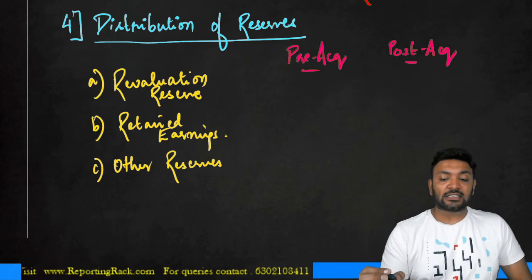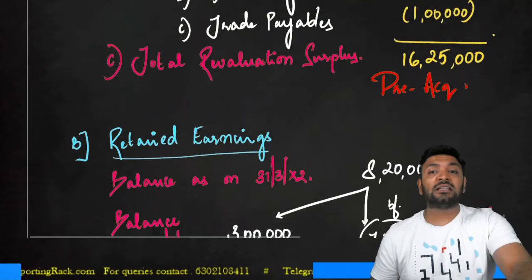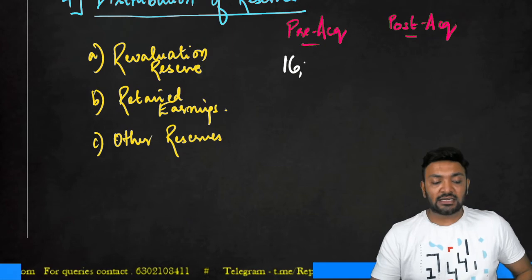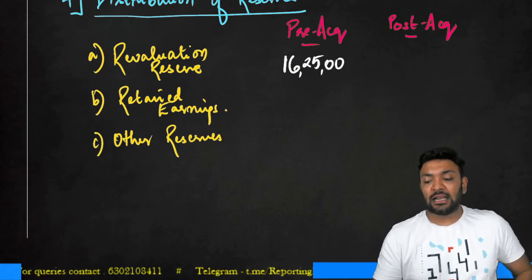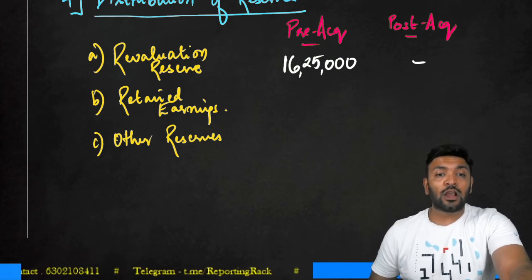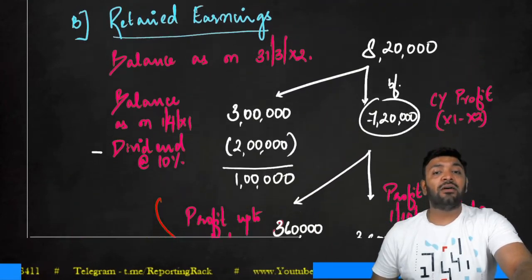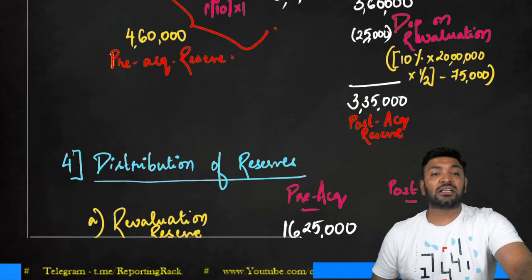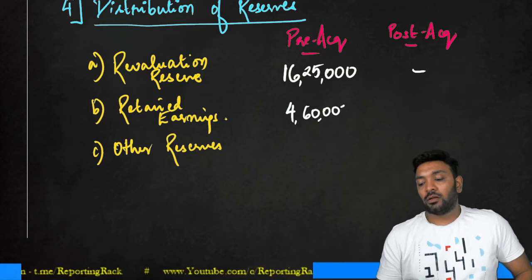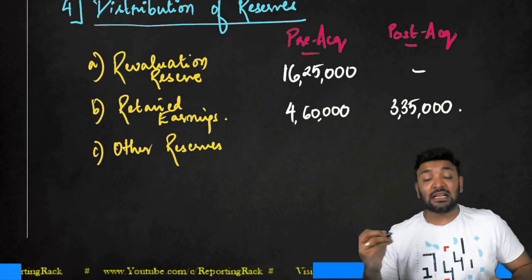Calculate the amount. First, as far as your revaluation reserve is concerned, we already calculated. Go up above and check. 16,25,000, which is completely pre-acquisition. Nothing in post-acquisition reserves at all. Correct? Moving on. What about retained earnings? 4,60,000 was pre-acquisition reserve and 3,35,000 was post-acquisition reserve.